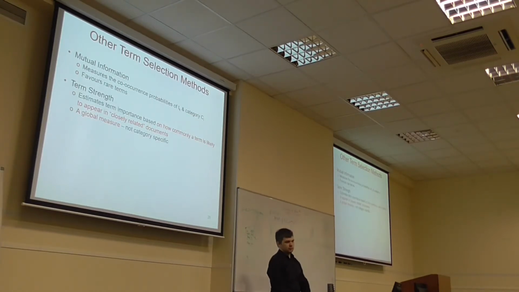So, in fact, when we do correlation-based feature filtering, we don't want to have similar features in our feature set which are actually correlated, because with two different features the model may be confused, and in fact these two features represent the same thing, so we usually remove one of them. So it's important to do some correlation analysis. I'll talk about it later. And we have term strength. This is how commonly a term is likely to appear in closely related documents. And it is basically a global measure, so it's not category specific.